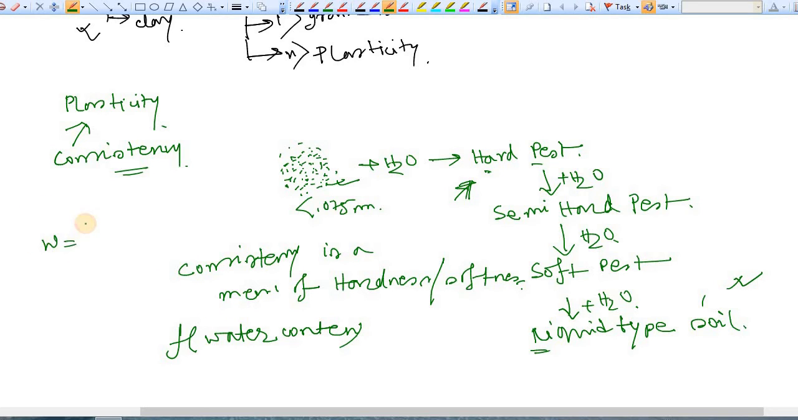You have already learned what water content is. Water content, W, is weight of water divided by weight of solid. So consistency is known to you now. It is a function of water content in soil, especially in the case of fine soil, and it defines how hard or soft the clay is.